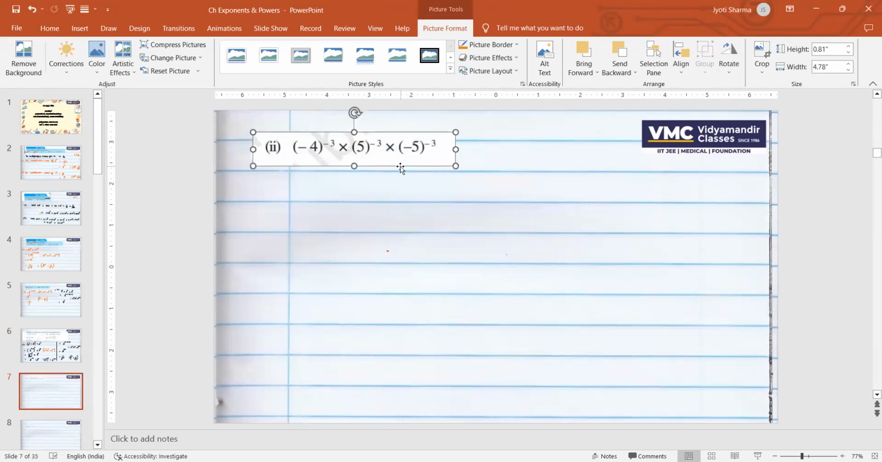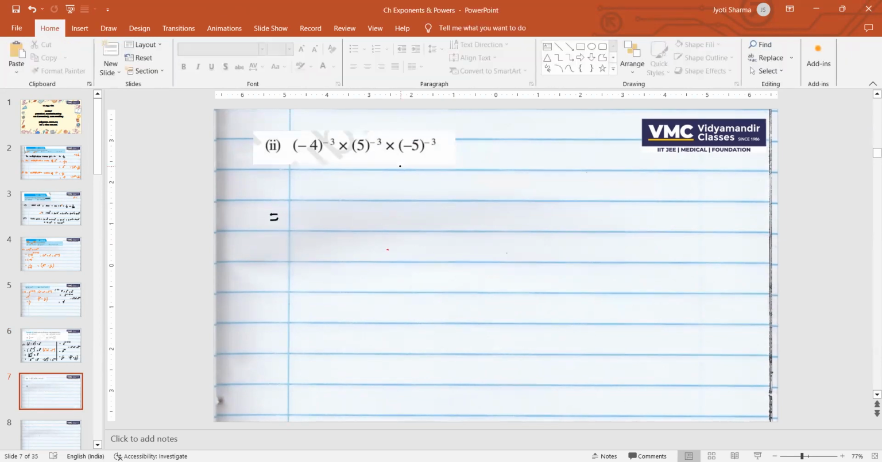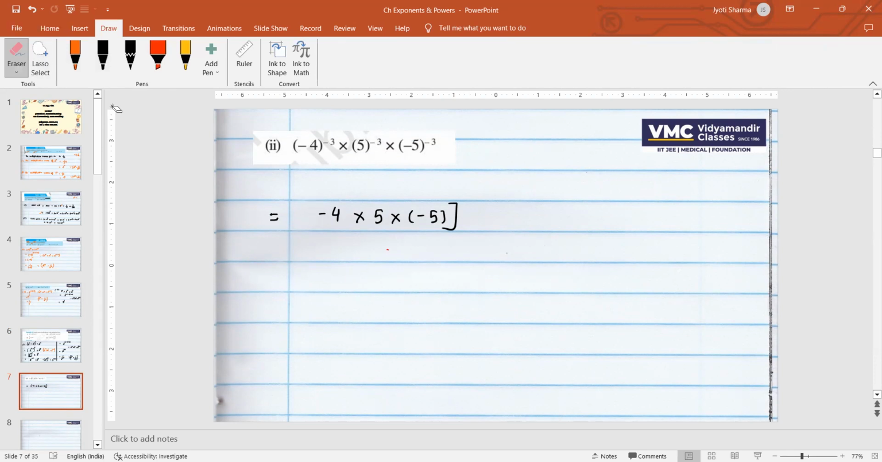This is the second part. Here I will do it. As you can see, all the powers are same. I can write minus 4 into 5 into minus 5. And I can use the bracket. All powers are same. So minus 3 power, and we can multiply. Two negatives will be multiplied. The result will be positive. 25 into 4 will be 100.